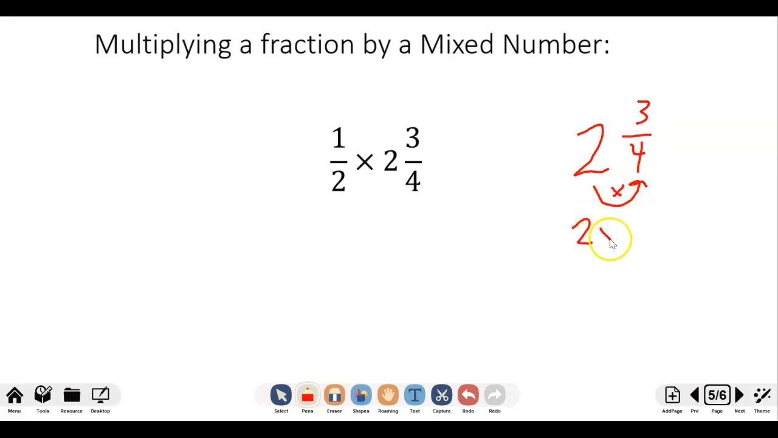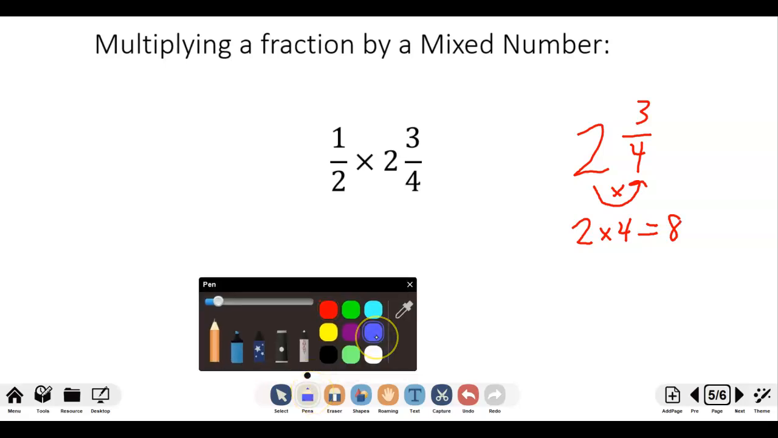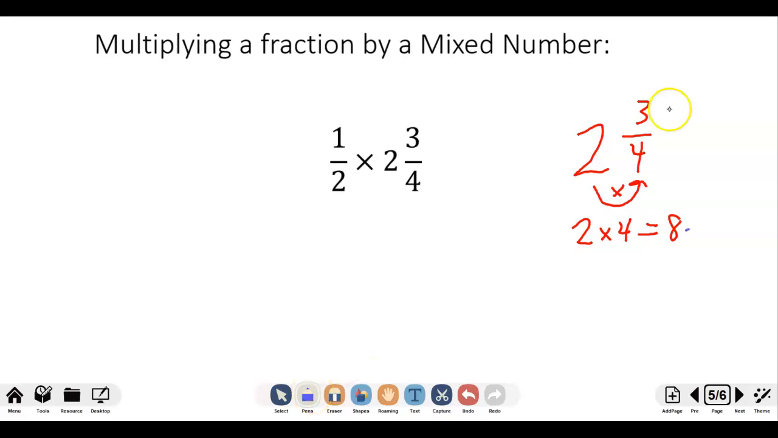So 2 times 4 is going to be 8. So now I have 8 pieces there, but I need to add those 3 pieces that are up on top in the numerator as well. So I need to add that plus 3, and that gives me 11. And now the thing about this is the denominator didn't change. The pieces of pizza are still the same size, so we still are going to have fourths.